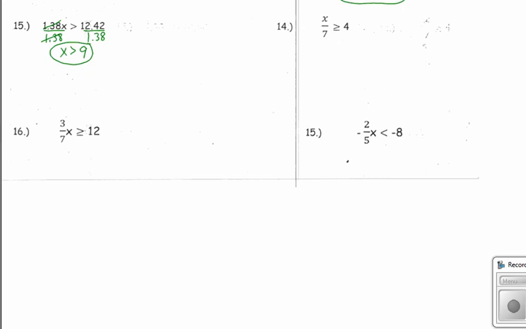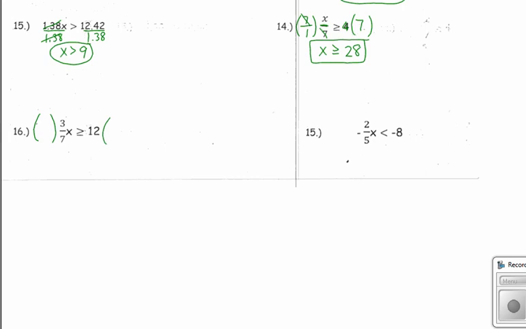Next, it says to divide by 7, so I'm going to multiply by 7. On the right, I'm going to write 7 as a whole number because I'm multiplying it by a whole number. On the right side, I'm going to write 7 as a fraction because I'm multiplying it by a fraction. 7 divided by 7 is 1. X divided by 1 is x. The symbol is preserved because I am multiplying with a positive number. The solution is all numbers greater than or equal to 28.